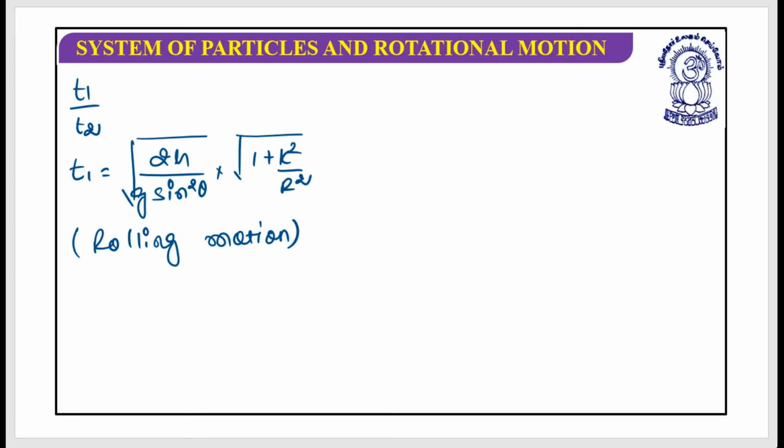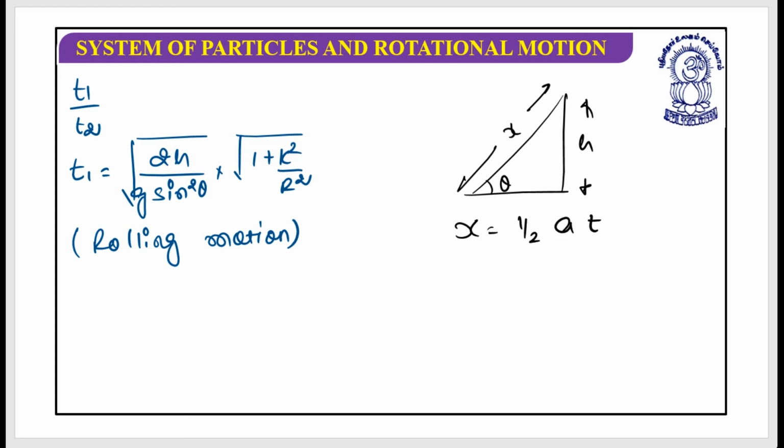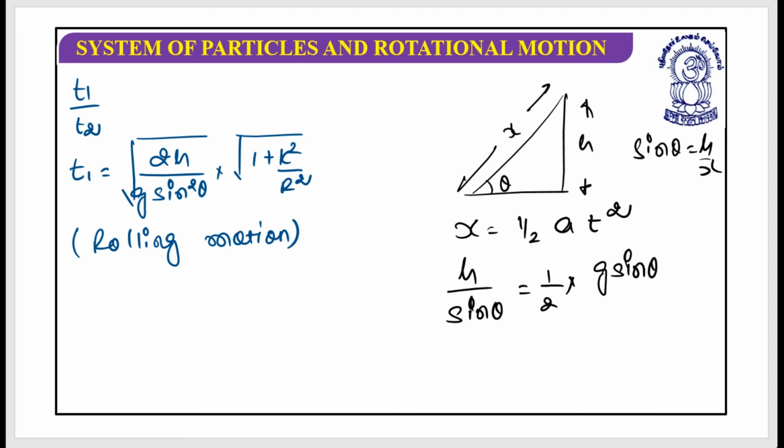Now the second case, when no friction is there. I think that needs to be derived, so let's have a look. This was theta, this was h, this was x. So x equals half a t square. We have sine theta equals h by x, so x equals h by sine theta. This equals half into a, which is g sine theta, multiplied by t square. So t square equals 2h by g sine square theta.